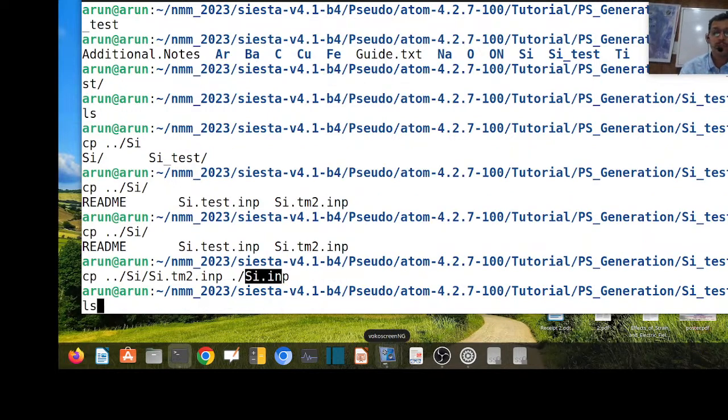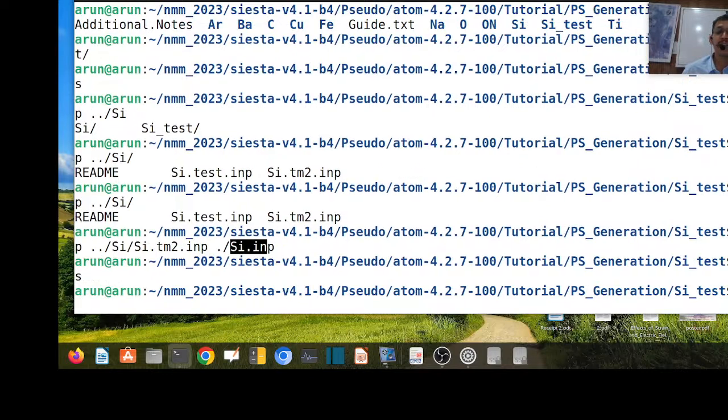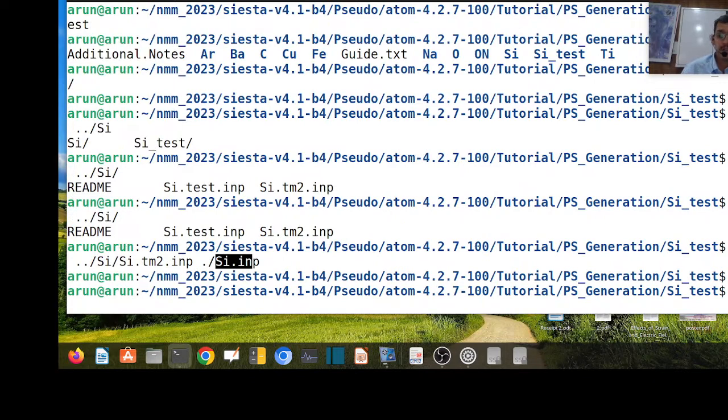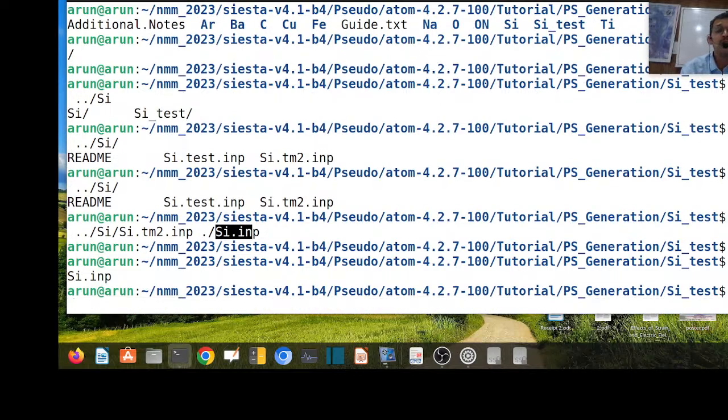So the file will come here. See, the si.inp file will be there. Let us try to understand this file now. ls, it is si.inp. Let me open it. You can open it in gedit also.